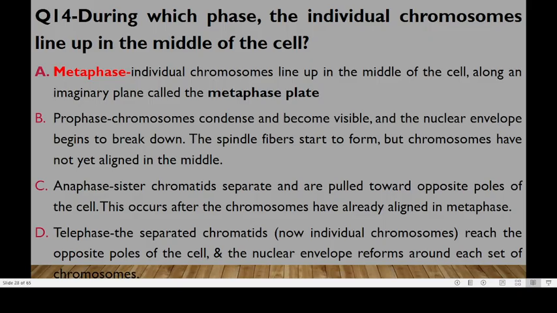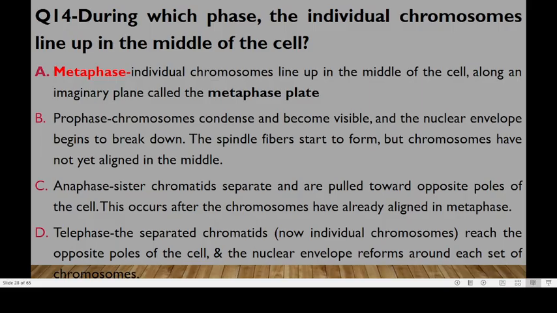Metaphase. This is where individual chromosomes will be lining up in the middle of the cell along an imaginary plane that we refer to as the metaphase plate. Remember, in prophase, chromosomes are condensing and becoming visible, and the nuclear envelope begins to break. The spindle fibers start to form, but chromosomes are yet to be aligned in the middle.